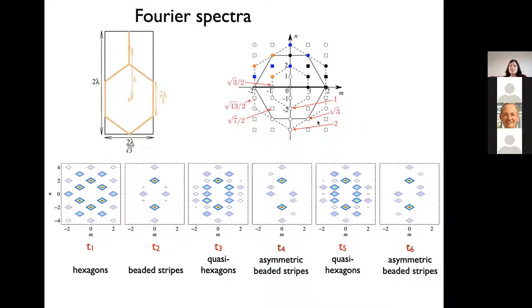Okay, given this 2D Fourier grid, let us look at the Fourier spectra of the different patterns we saw. So here are hexagons, and we know that the spectrum of a hexagonal pattern is itself hexagonal. That is to say, it's its own dual or something. This is the Fourier spectrum. So indeed, if you go back here, you have amplitude here, here, here, here, here, here.